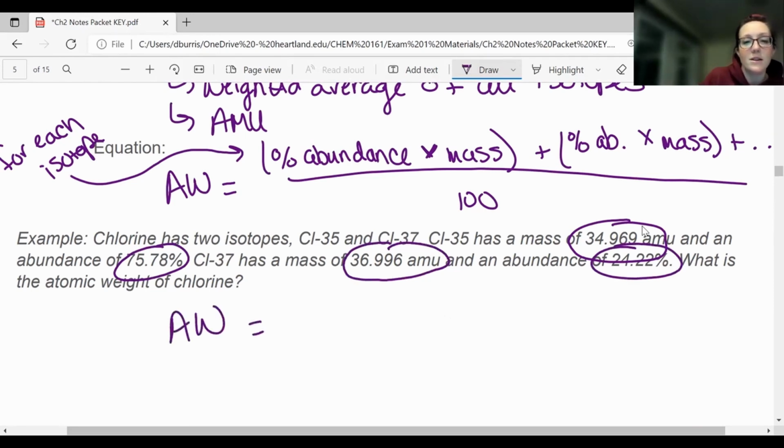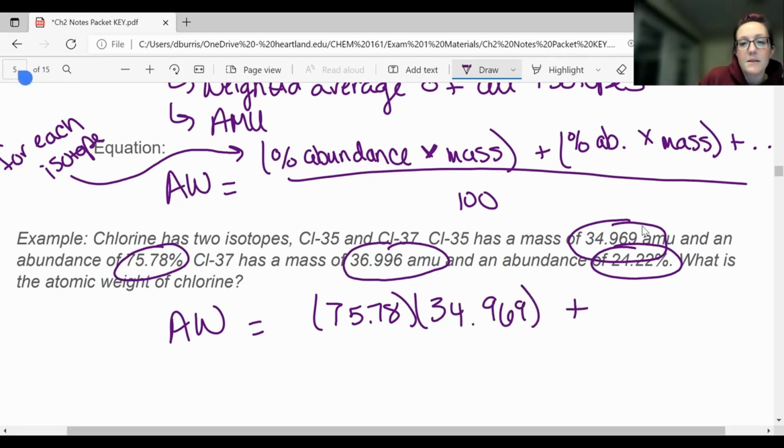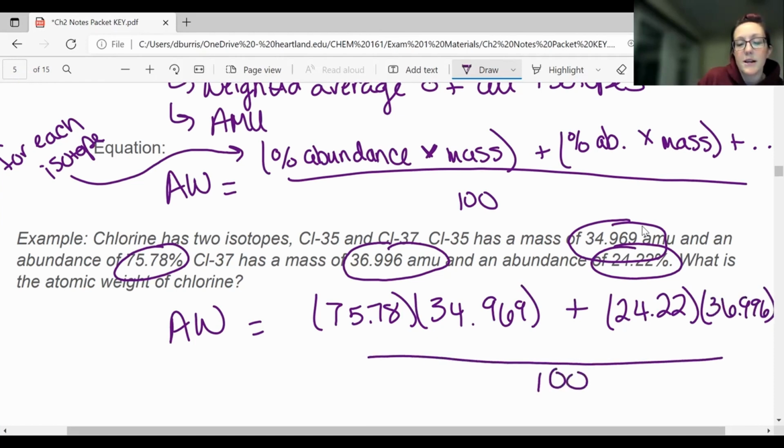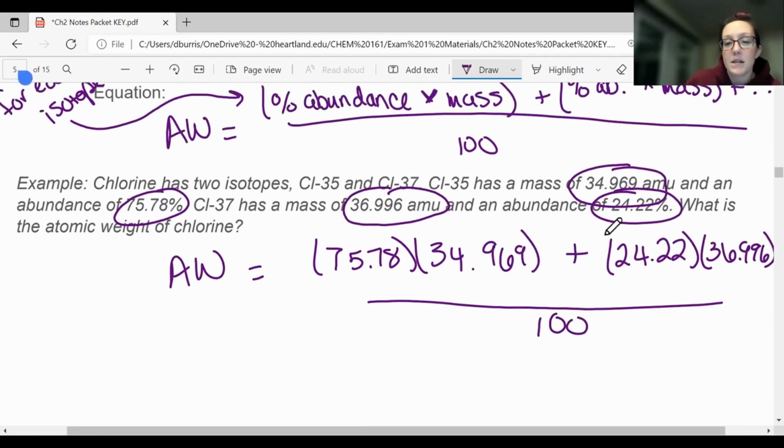Okay, so I'm going to use my equation. Essentially, it's the first percent, 75.78, times the first mass, 34.969, plus the second percentage times the second mass. Okay, all divided by 100. Okay, now I want you to keep a couple things in mind here. First of all, your percentages should always add up to 100. If your percentages don't add up to 100, then you did something wrong when you were getting your data.